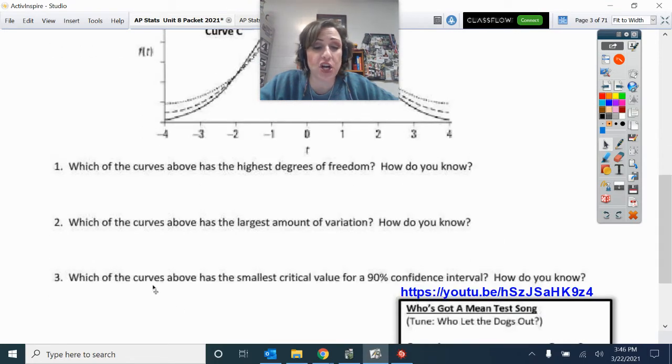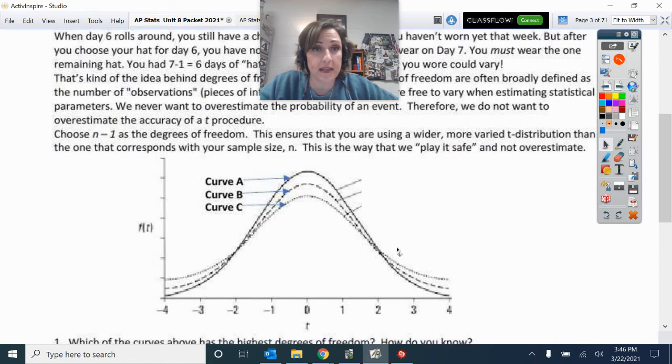How about this? Which of these curves has the smallest critical value? That is a T star, not a Z star anymore, but a T star for the 90% confidence interval. And how do you know? So think about that for a minute, and then we'll take a look at those answers.